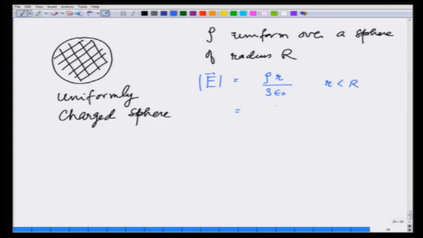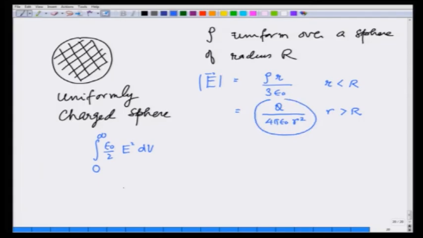and it is equal to total charge q over 4 pi epsilon 0 r squared for r greater than R. Now, when I do the integration epsilon 0 over 2 mod E square dV, now it will be from 0 to infinity. Remember, this part I have just done in the previous problem, this integration.